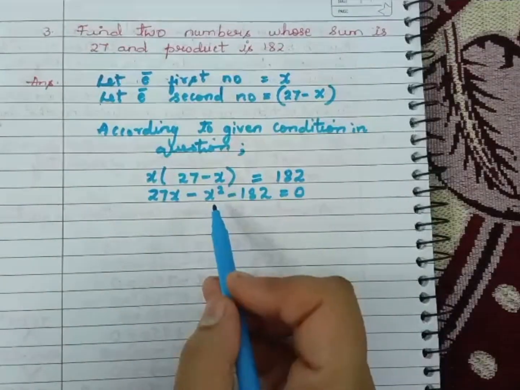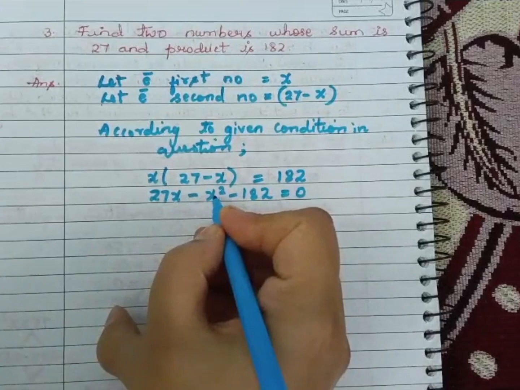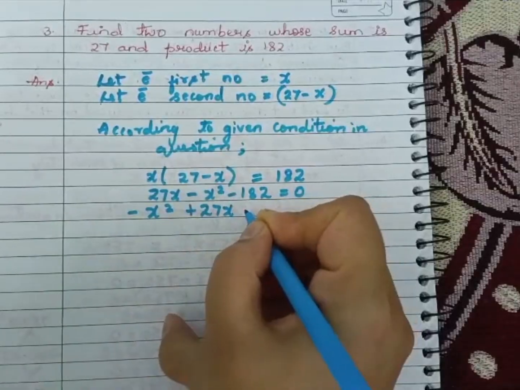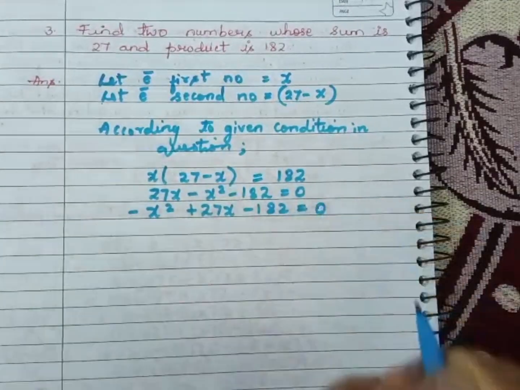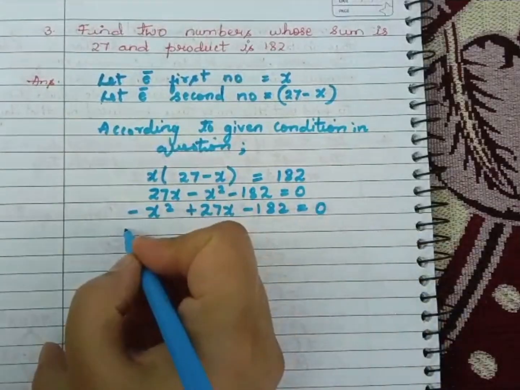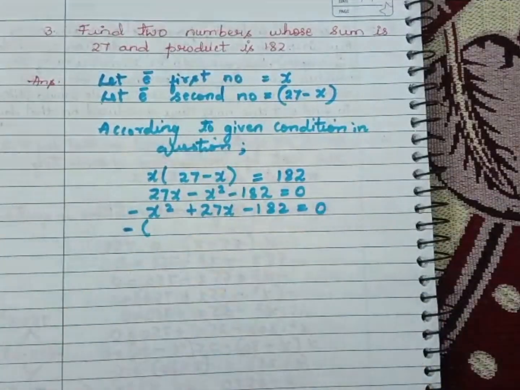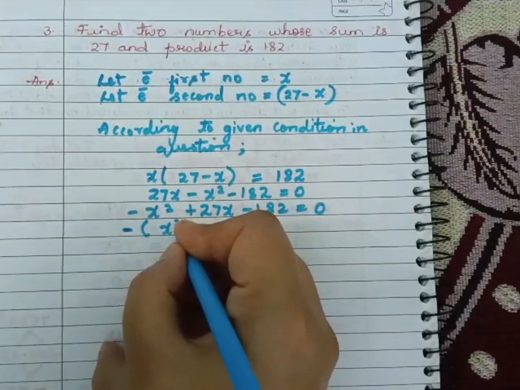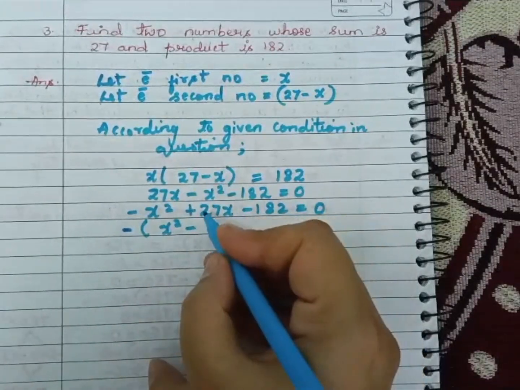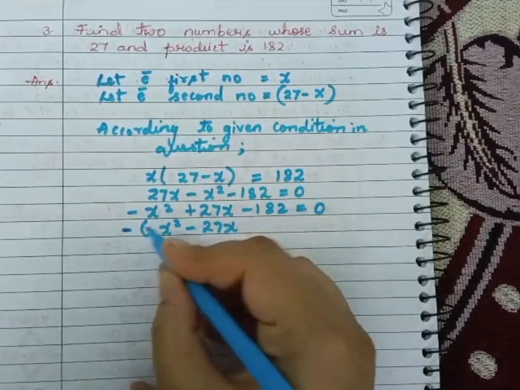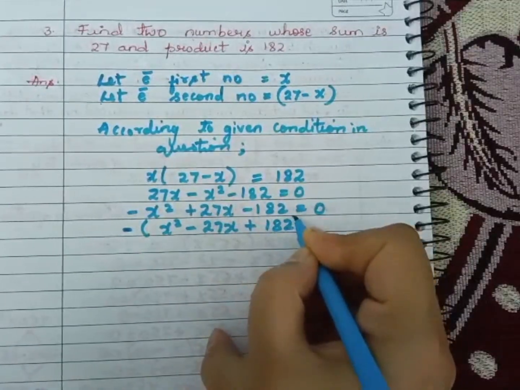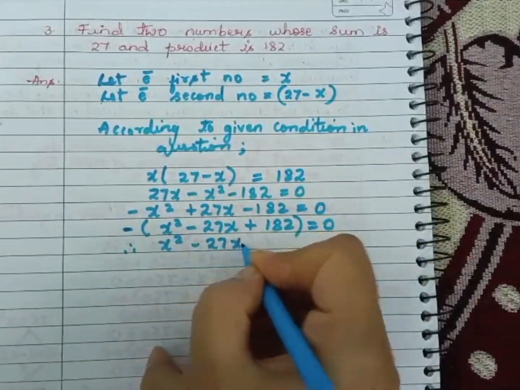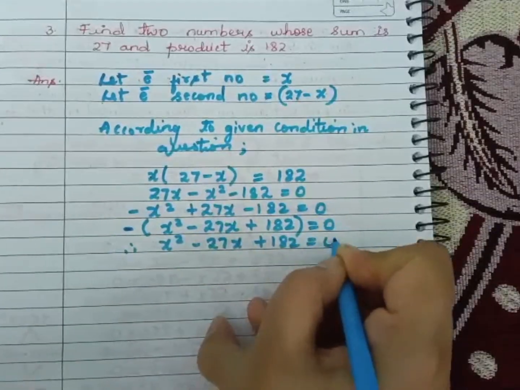Now this we have to form into a correct quadratic equation, that is this minus x square I am going to write over here, minus x square plus 27x minus 182 equal to 0. Now here we have minus sign, so I am going to put minus outside the bracket and put the bracket over here. Now we are going to multiply. Minus into minus is plus, so it becomes plus x square. Minus into plus is minus 27x, minus into minus is plus 182 equal to 0. Therefore, the proper equation is x square minus 27x plus 182 is equal to 0.